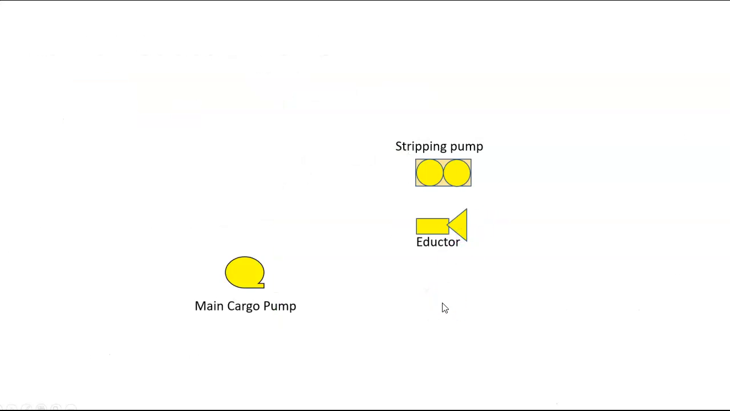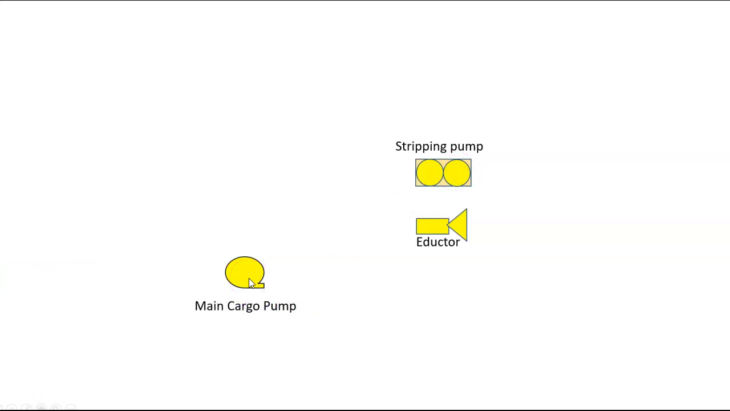Moving on, here we're going to look at the yellow system. What I like to do is draw the main components first. What are the main components? Well, we have a main cargo pump, an eductor, and a stripping pump. Those are my main things.